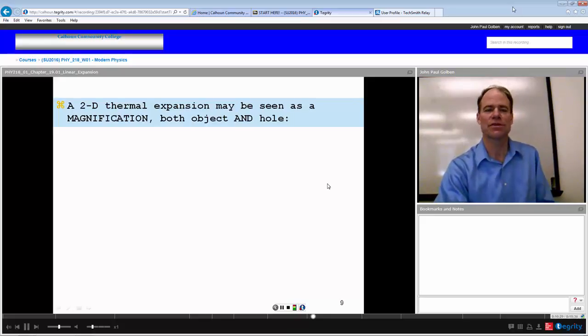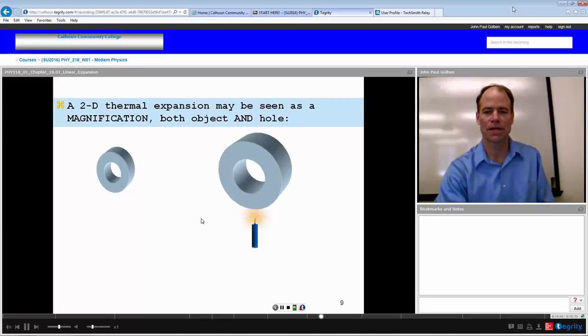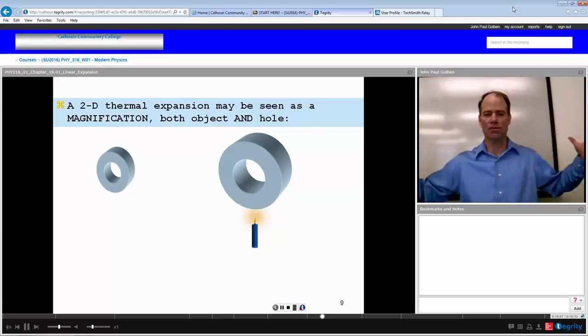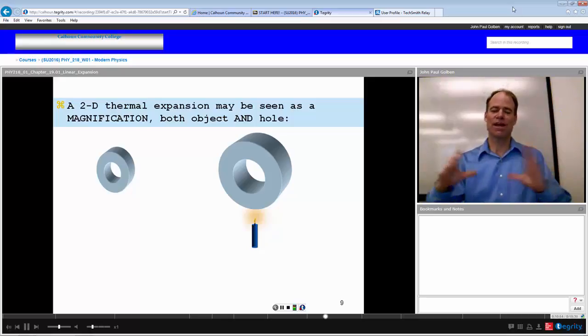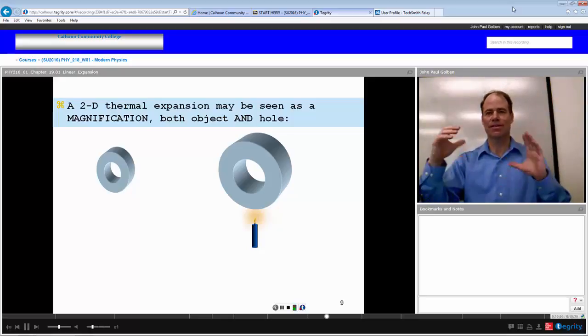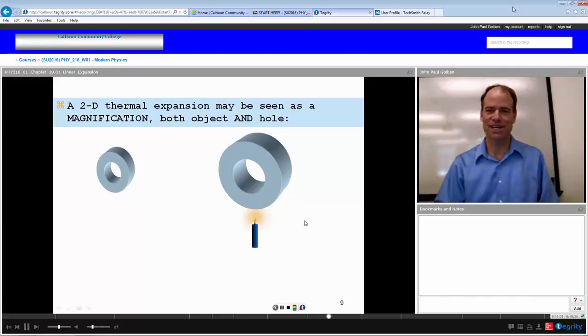A two-dimensional thermal expansion can be seen as a magnification both of the object and whatever hole or impression you have. For instance, this washer, if we were to heat this up, it would expand, and all the dimensions would expand, and so would the hole. So even though the hole is not made of any material itself, it's going to expand just like the material that is surrounding it, in a sense.